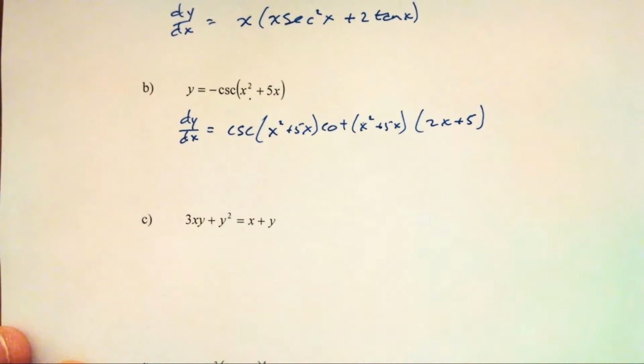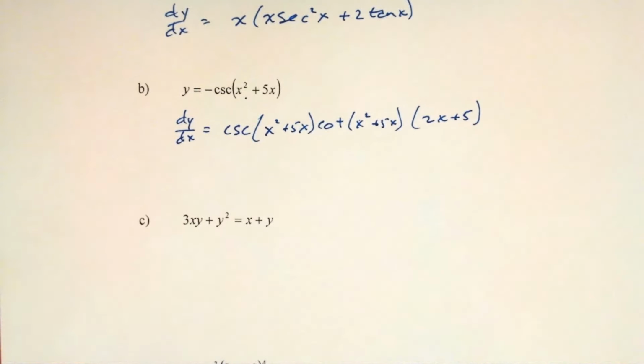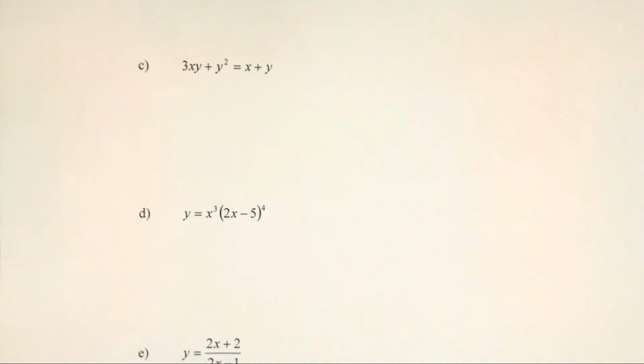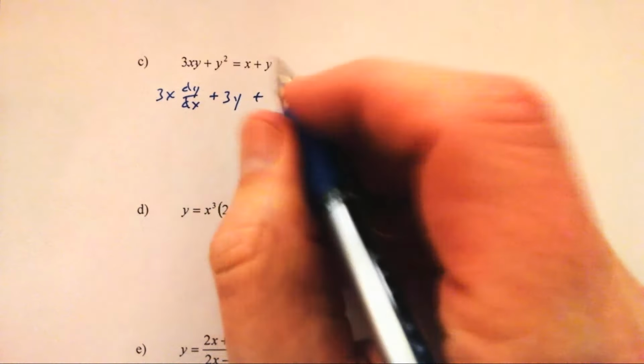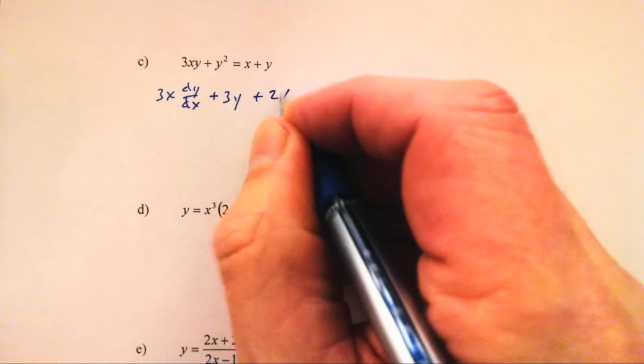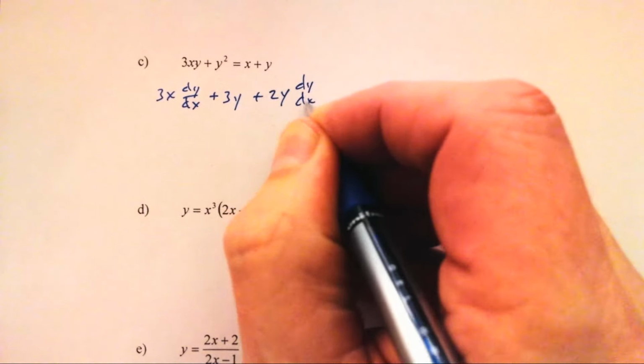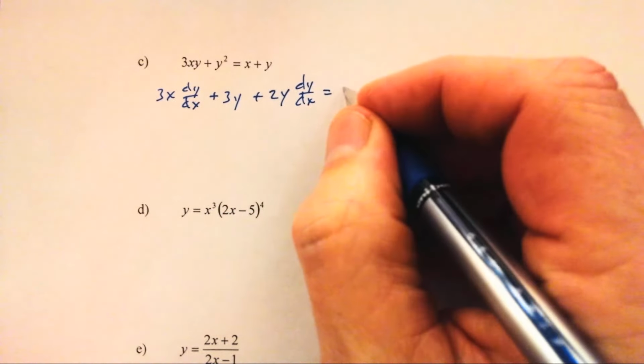And here's the good news. That is already in factored form. So we are done. C, hopefully immediately we recognize this is implicit differentiation. Hopefully next we recognize this is a product rule. Derivative of 3xy, leave 3x alone, derivative of y, dy dx. Take the derivative of 3x, 3 times plain old y. Plus derivative of y squared with respect to x is 2y dy dx. Equals derivative of x, 1.